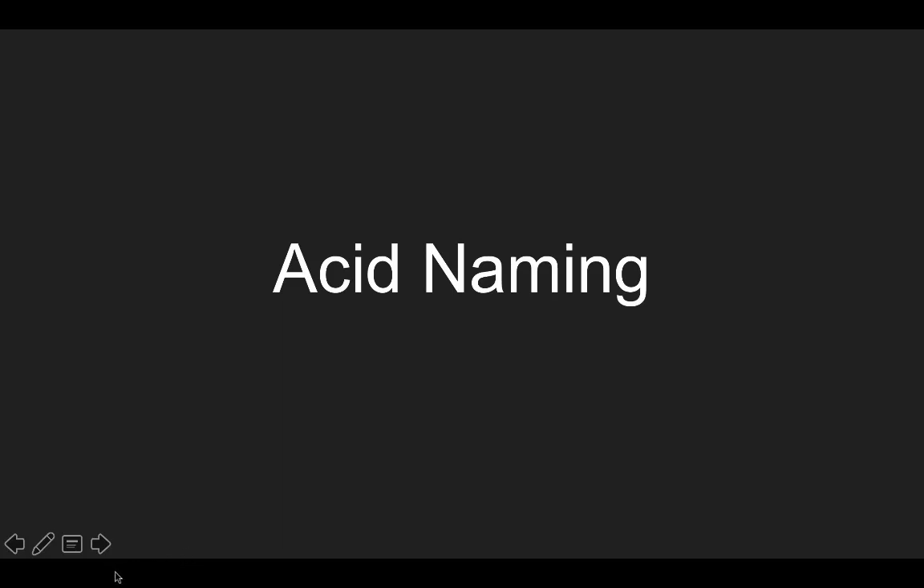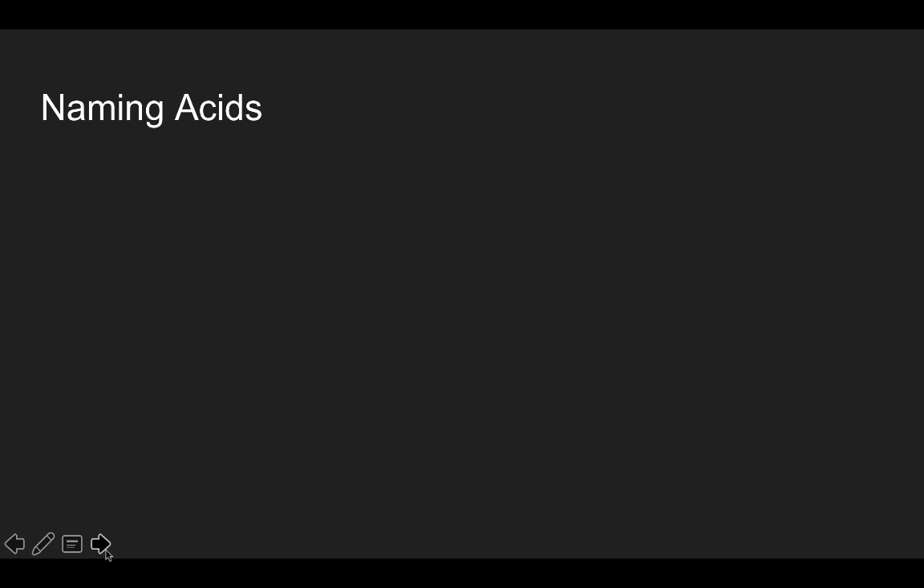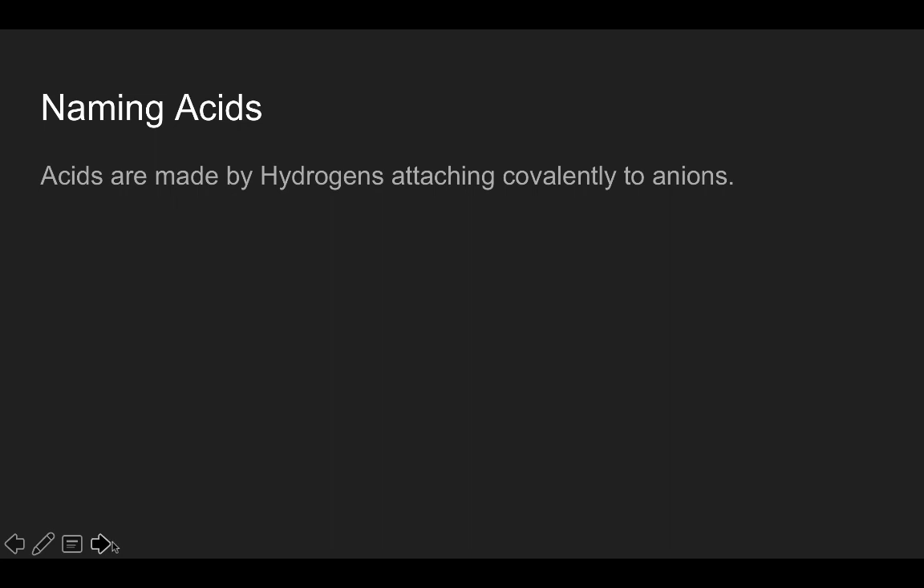Today's lesson is on acid naming. Acids have their own naming system because they're not quite ionic compounds, but they're not quite covalent compounds either. An acid is a hydrogen atom attached to an anion, but they're covalently attached. When an acid is put into water, a hydrogen ion and an anion are formed despite being covalently bonded.